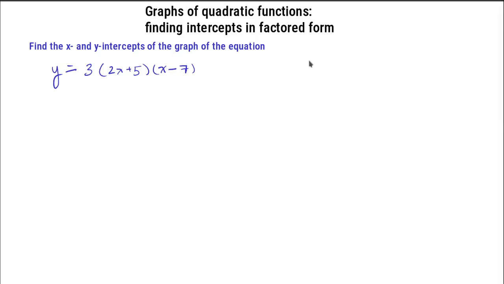Let's try and find the x and y intercepts of this quadratic in factored form. y equals 3 times (2x plus 5) times (x minus 7). Let's start with the x-intercepts, and we're going to use the zero product property for this. So the x-intercepts, that's where y equals 0. The x-axis is the line y equals 0, so we can replace y by 0 and solve for x.